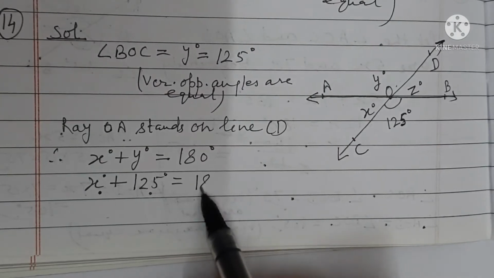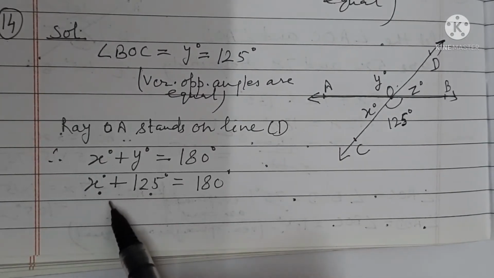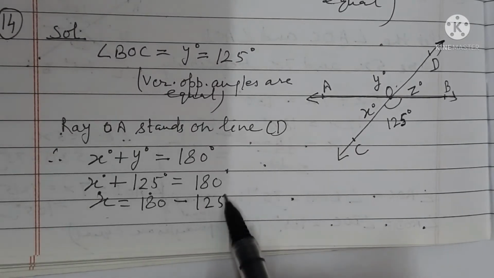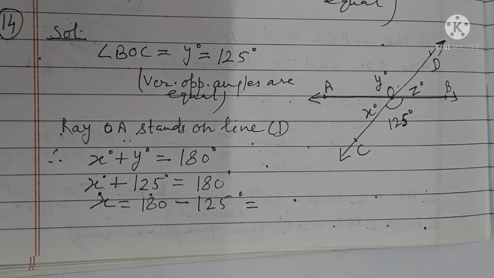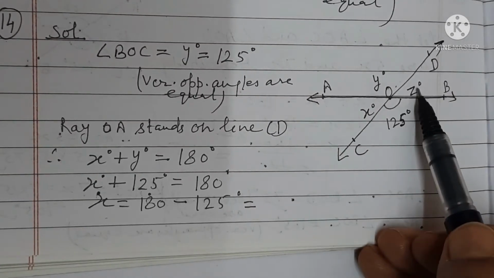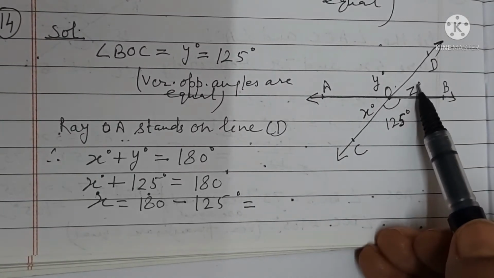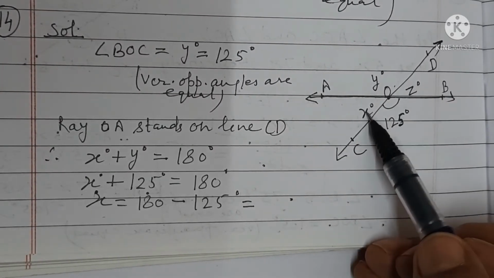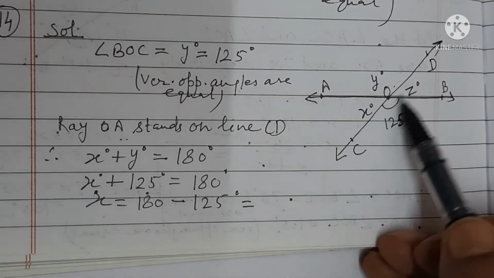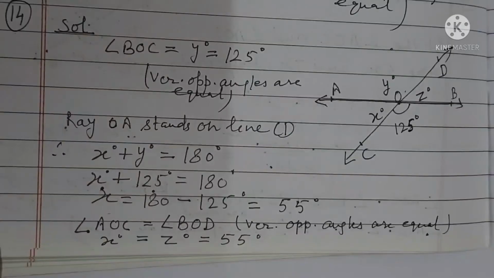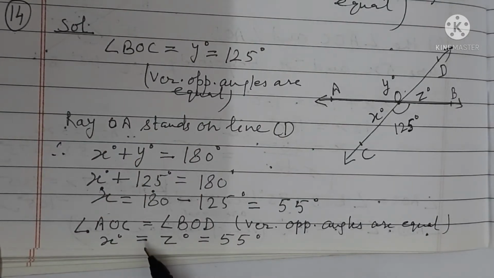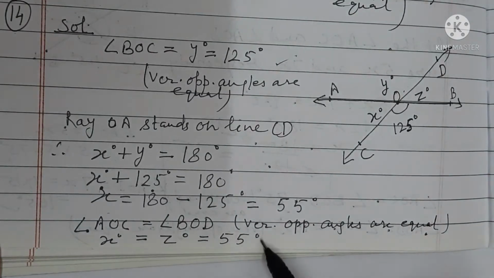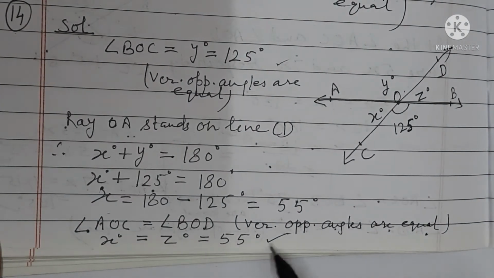125 degree plus X is equal to 180 degree, and X is equal to 180 degree minus 125 degree. Subtract it and get the value of X. And here Z is vertically opposite to X angle. So it is also equal to the angle X degree. So here we get all the required three angles, Y, X and Z, each of 55 degree.